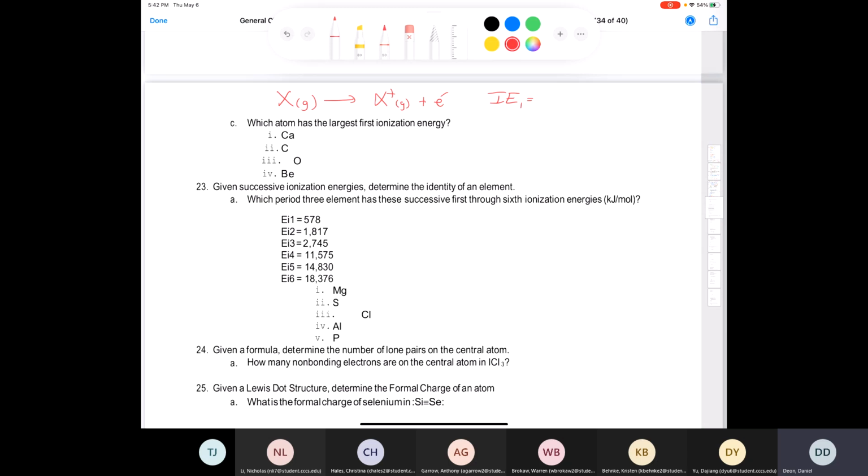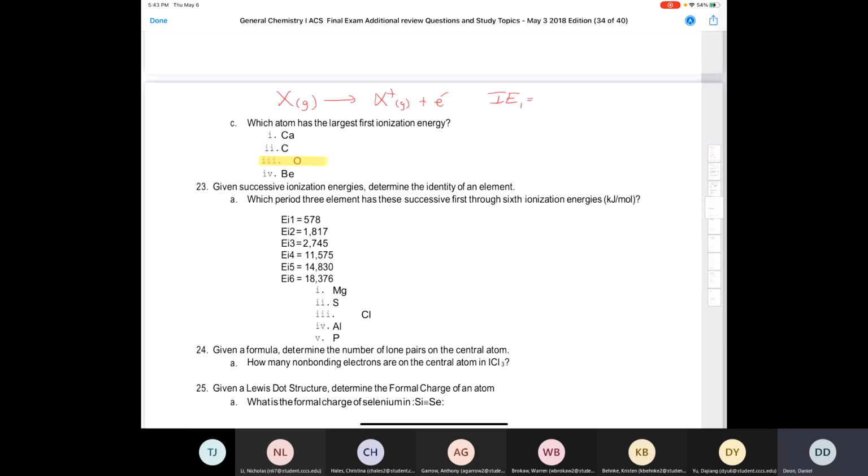But if we go from carbon to oxygen, oxygen is even smaller than carbon, right? It's got an increased effective nuclear charge. And so it's going to take even more energy to remove an electron from oxygen than it would from carbon. Now, I kind of left beryllium out here, but hopefully if you understand the rationale as to why the first ionization energy of oxygen would be higher than carbon, well, beryllium is even behind those, right?